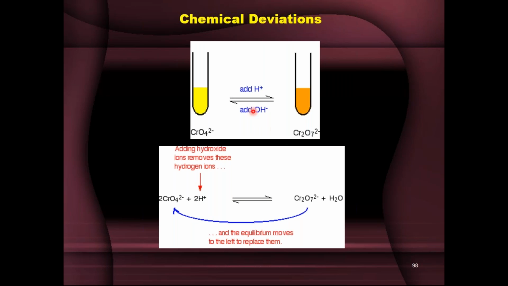And lastly, we come to chemical deviations. Chemical deviations can occur when there is any change in the chemical nature of the substance under investigation. This could be due to association, dissociation, or reaction with a solvent, any such changes which will change the chemical nature of your substance.